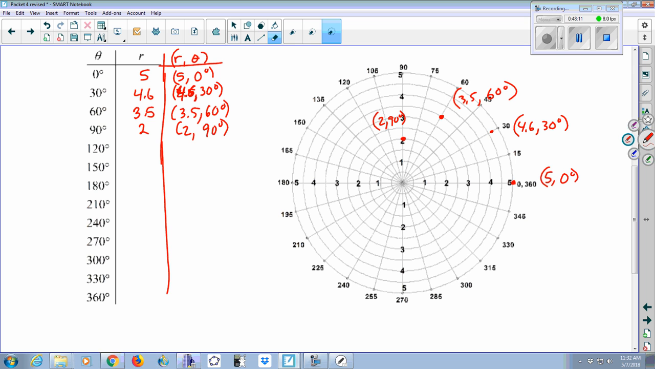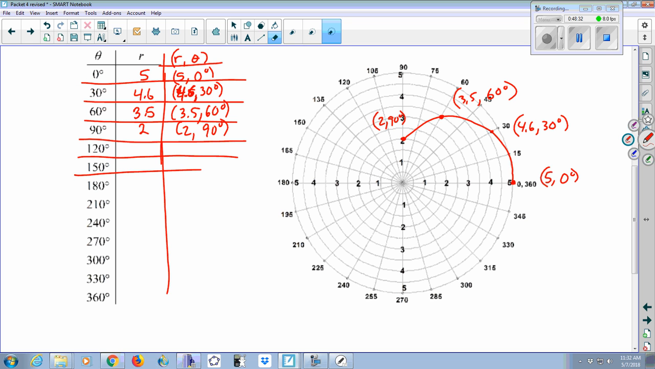So I'm going to start to fill this in and connect the dots. As you fill these in, let me know what you get for your answers. Anybody do 120 yet? What do you have? Do I have a second on 0.5? Okay, good. And 150, anybody? Negative 0.598. Negative 0.6, thank you.